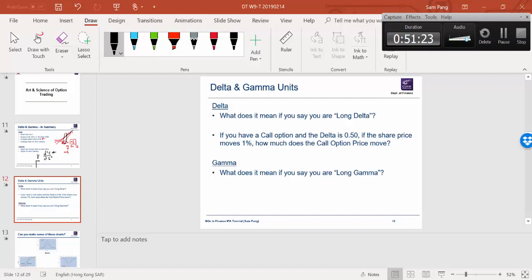But long delta, and if your answer is, okay, boss, I'm long delta, that means if the market goes up, you're happy. Okay? That's when you are long. That's it. Okay? If you tell your boss, I'm long delta, it means you are looking for the market to go up. Now, you can be long delta.